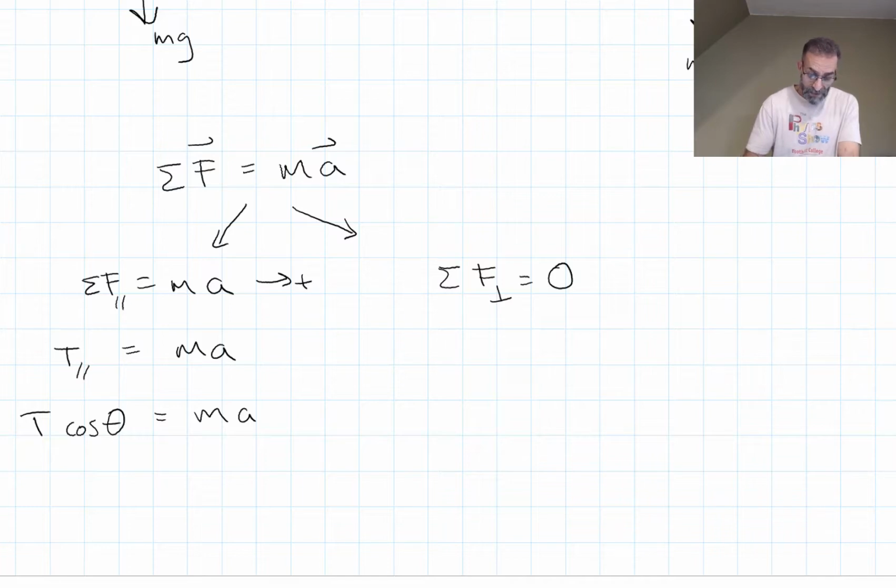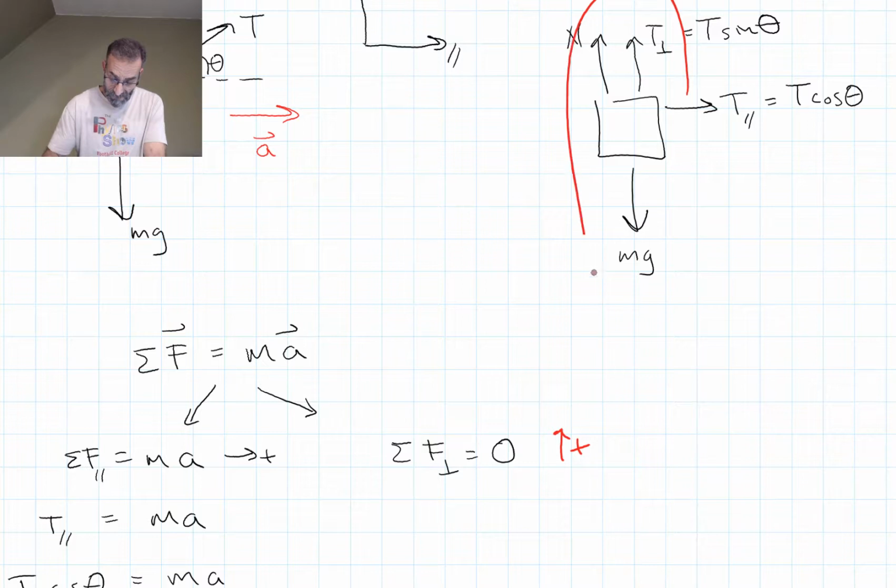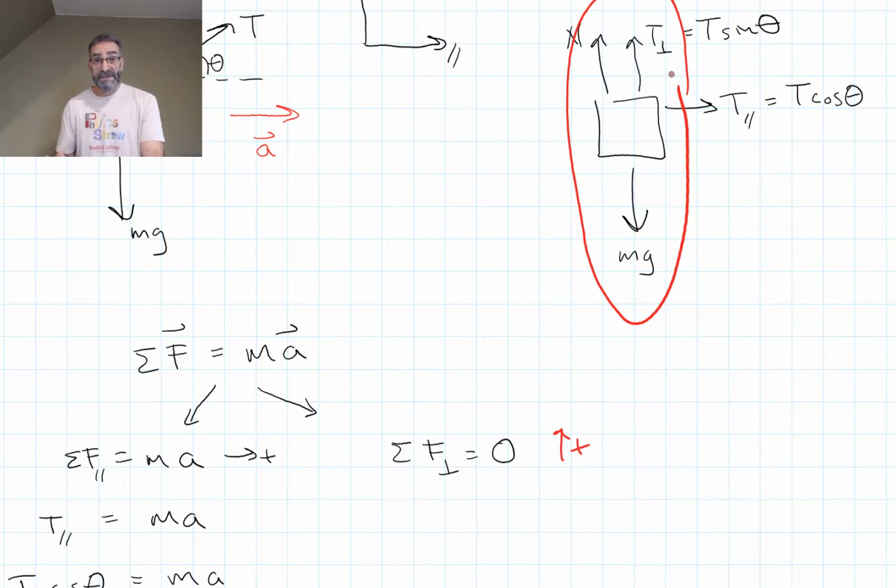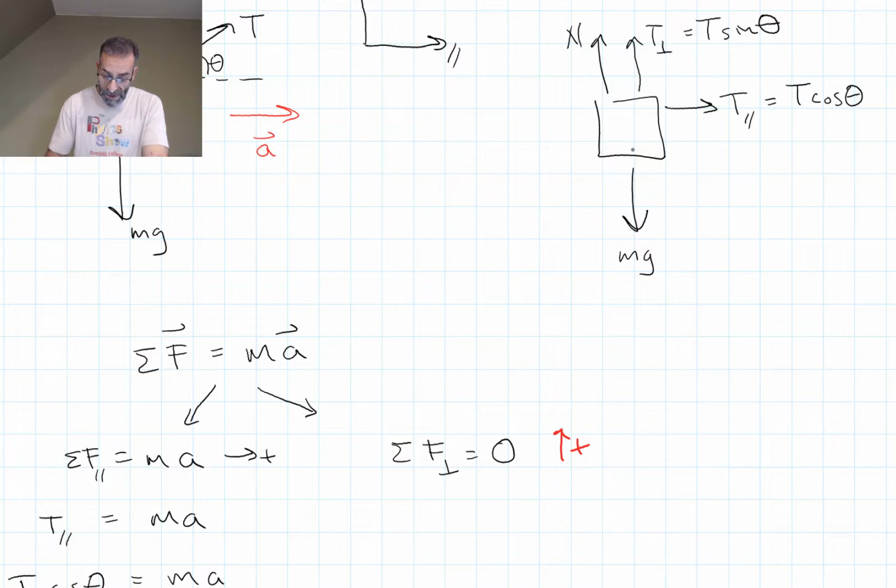Now, why do I need to do this direction if there's no acceleration there? Well, I do that to find the normal force. Why do I need the normal force? Because typically I have friction in my problems, and I need the normal force to find my friction force. In this case, there's no friction, but let's find the normal force anyway. If up is my positive direction, I have a normal force in the positive direction, T perpendicular in the positive direction.